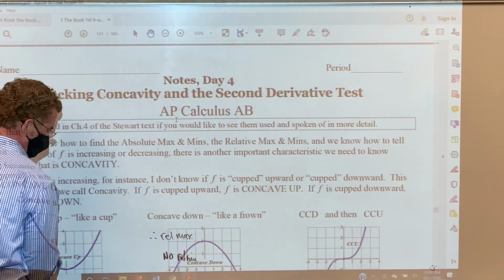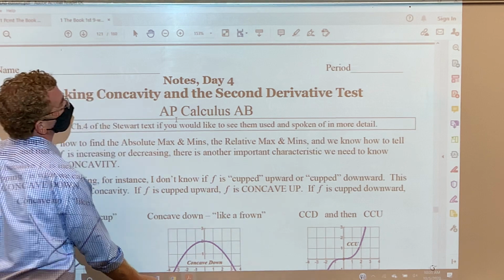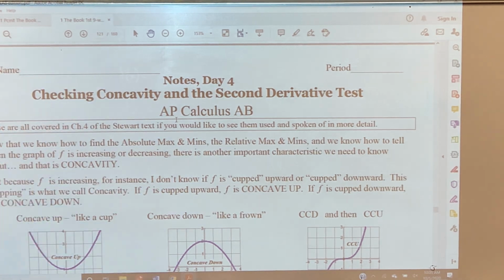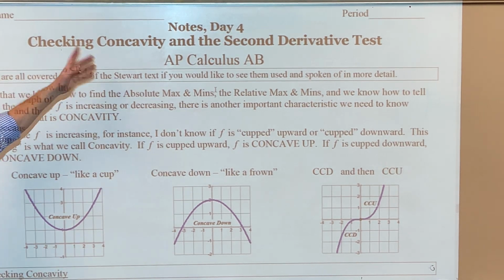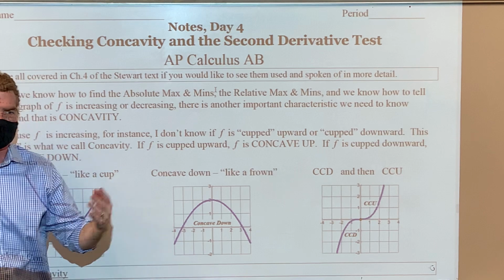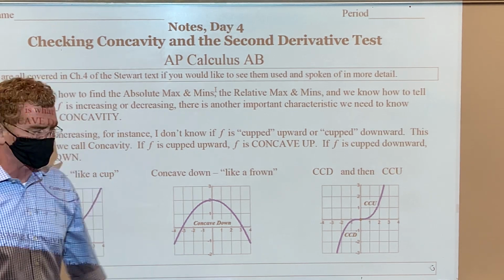So I'm on page maybe 115? 117? Okay. So notes day 4. And my page numbers, mine says 121 because I've added some more junk in there, and I printed those a couple months ago.